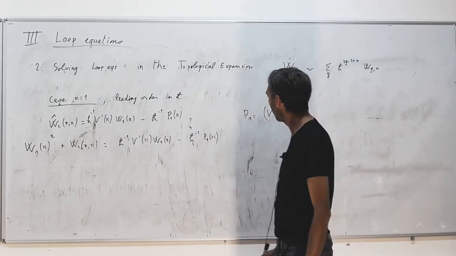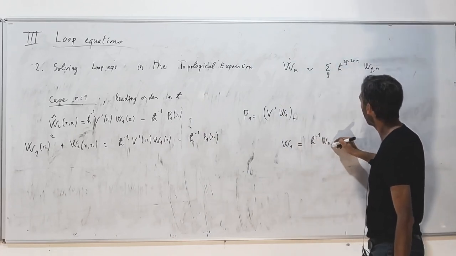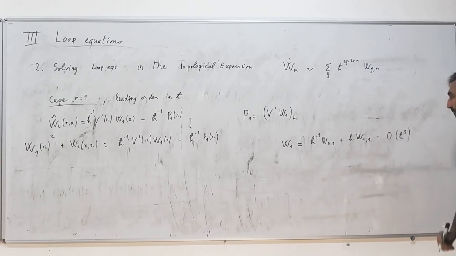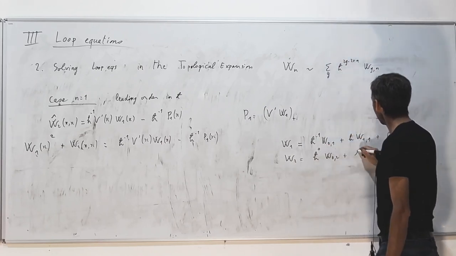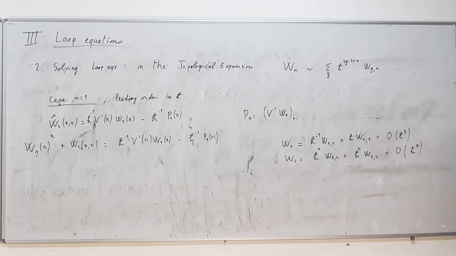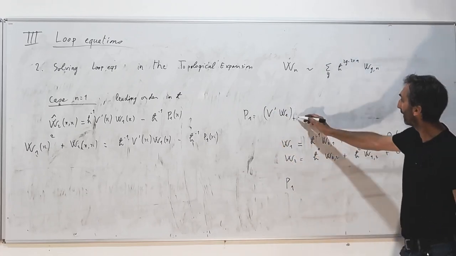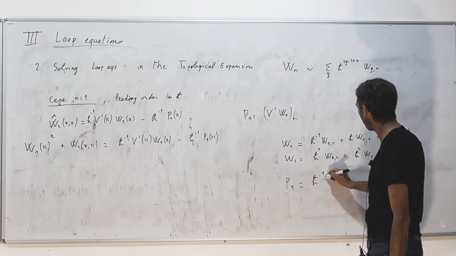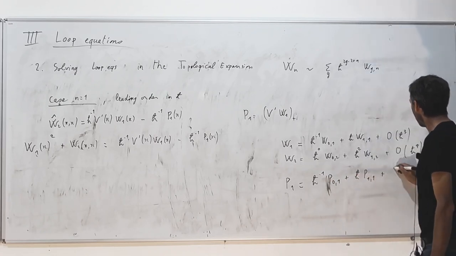Now let's write that W1 is equal to h bar minus 1 W0,1 plus h bar W1,1 plus O of h bar cubed. Let me write that W2 is h bar to the power 0 W0,2 plus h bar squared W1,2 plus O of h bar to the 4. And by the way, P1, basically we just multiply by V prime, which is independent of h bar, and we make act a linear operator, which is also independent of h bar. So P1 will have a similar expansion to W1, so h bar minus 1 P0,1 plus h bar P1,1 plus O of h bar cubed.